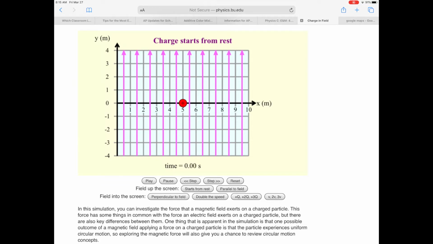And now I'm going to have it moving parallel to the field. It's moving upward, the field is upward. Parallel moving charges experience nothing when they're in a magnetic field.